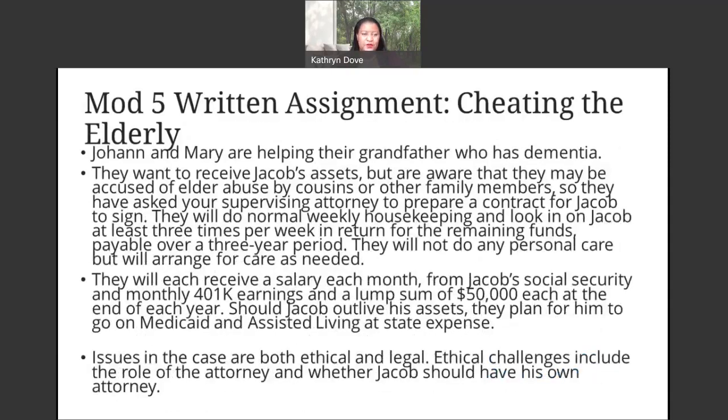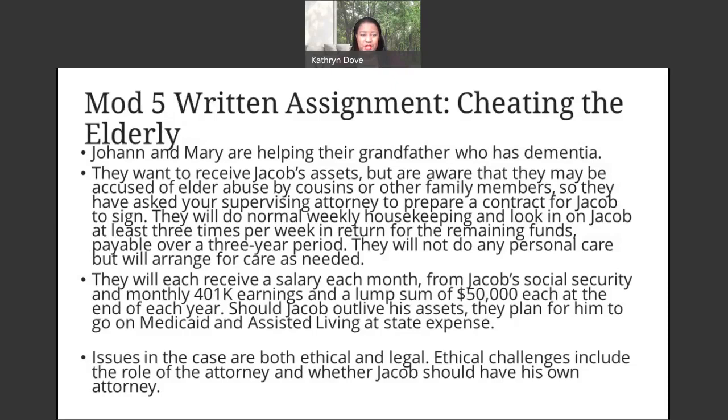Let's take a look at this Module 5 assignment on cheating the elderly. In this example, Johann and Mary are helping their grandfather who has dementia. That should raise an issue right there about his capacity to contract. They want to receive his assets, but are aware that they may be accused of elder abuse by their cousins or family members, or even the court. So they've asked an attorney, your supervising attorney, to prepare a contract for Jacob to sign while he has dementia.